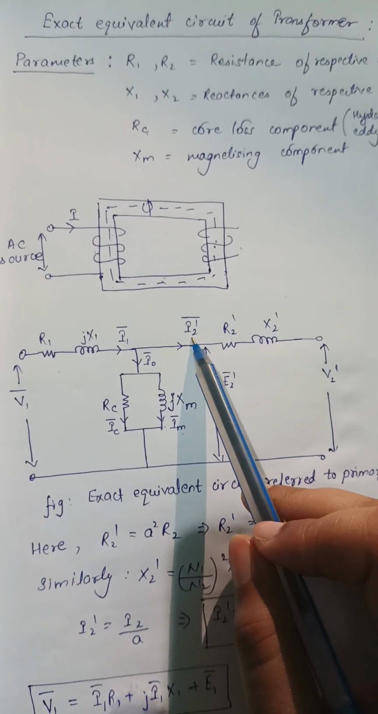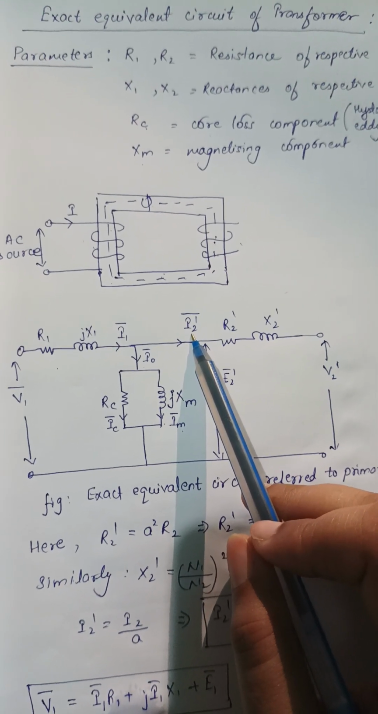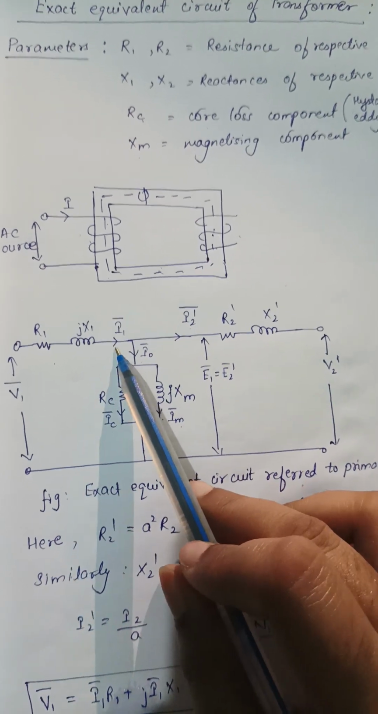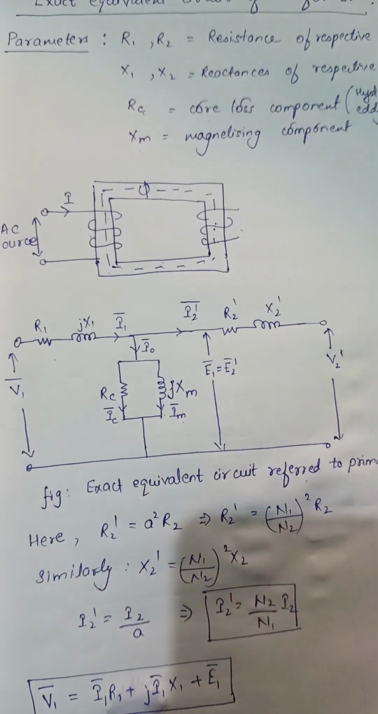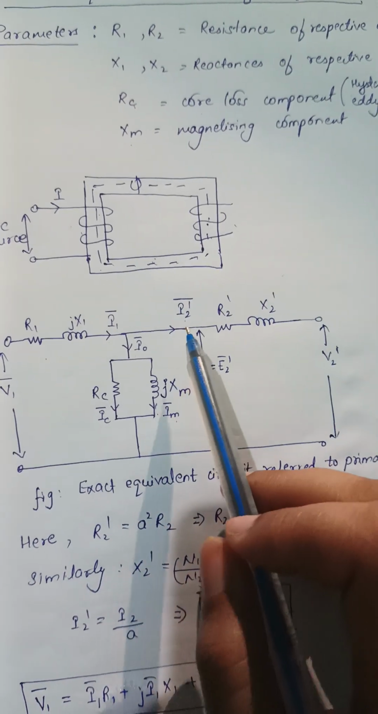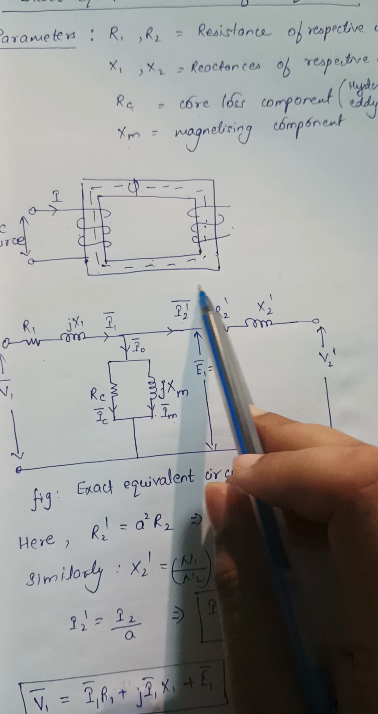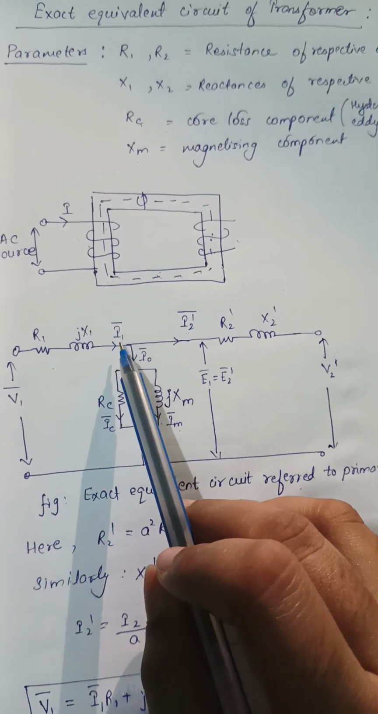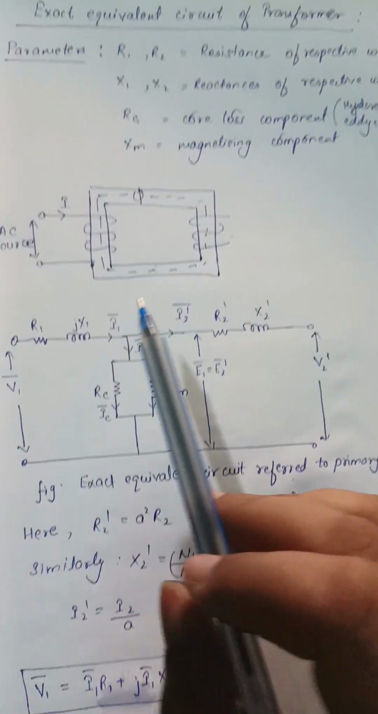I2 dash is known as the load component of current referred to the primary side, because we know whenever the load increases, the value of I2 increases, and simultaneously the value of I2 dash increases, and hence the value of I1 increases.